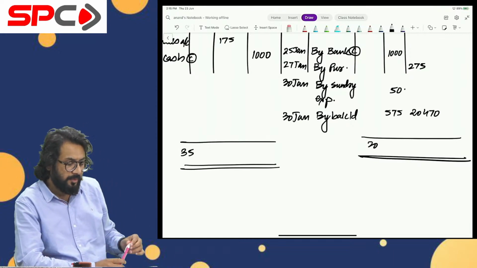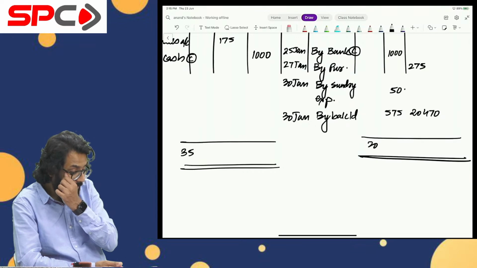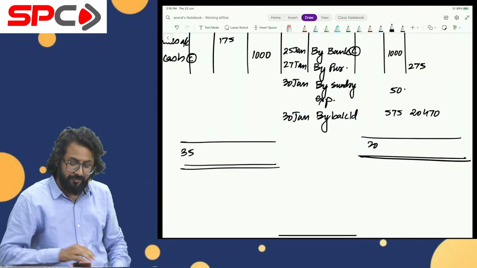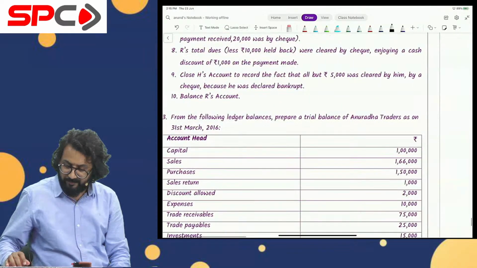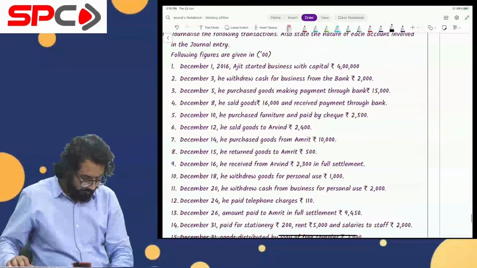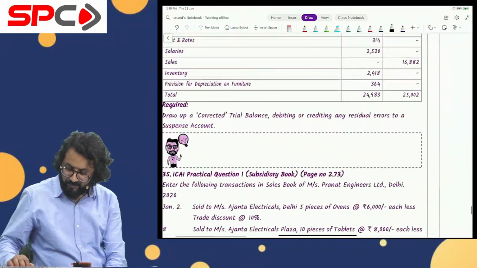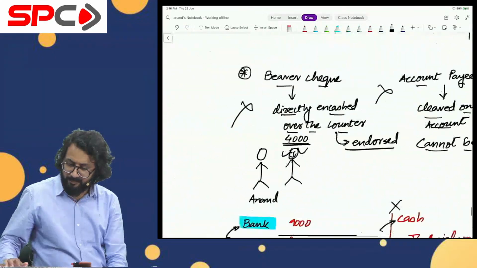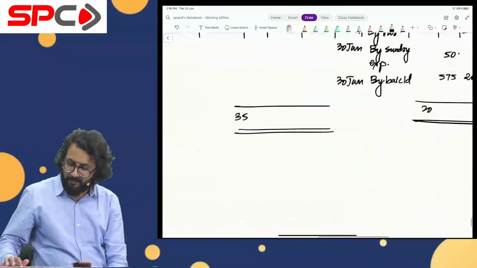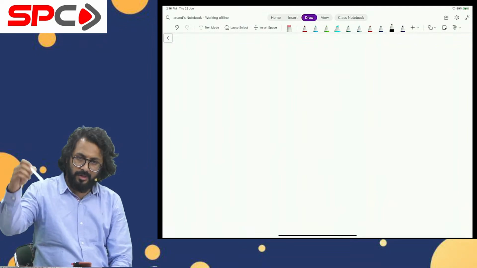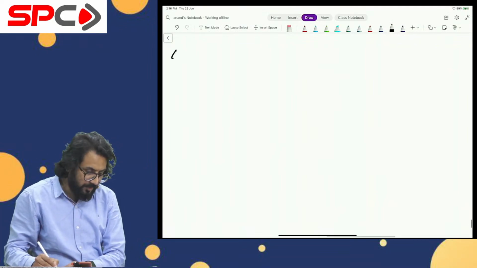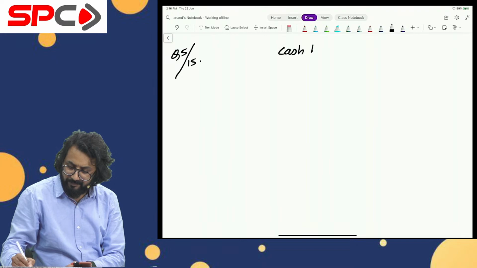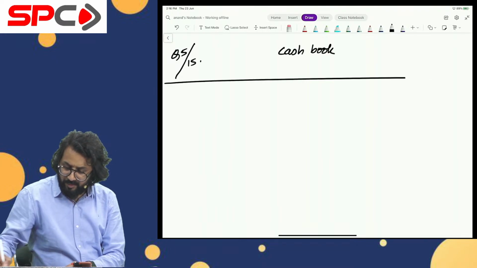Okay. Now please come down to illustration number 5. Draw the format. Illustration number 5, draw the format. We are there on page number 15. Are we there on page number 15? So I'll write down cash book. This is question number 5, page number 15. I'll write down cash book. Draw the format.